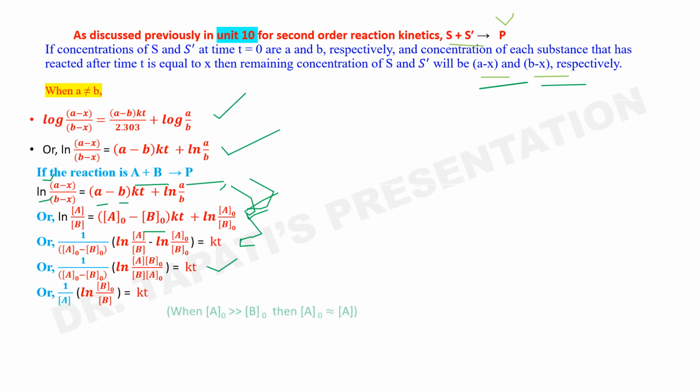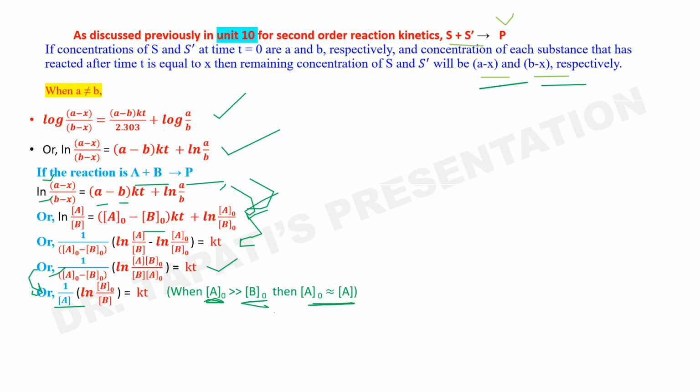Now, if A0 is much greater than B0, we can write A0 as the concentration of A. That means when the initial concentration of one of the reactants, here A, is very high as compared to the concentration of B, in that case we can write A0 minus B0 as only A0, as there will be no change, or negligible change, in the initial concentration of A. In that case, we can write A0 is equal to A. Hence, we are converting the previous equation to this equation.